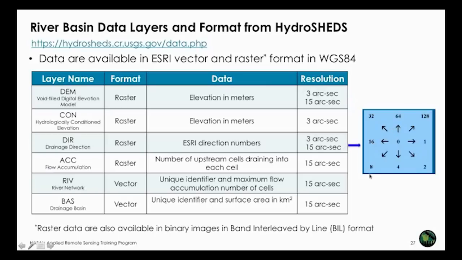Raster data are also available as binary format. It's a band interleaved by line, or BIL, format. Those of you who are familiar with it know, but the best thing would be to use GIS to access, visualize and analyze this data.